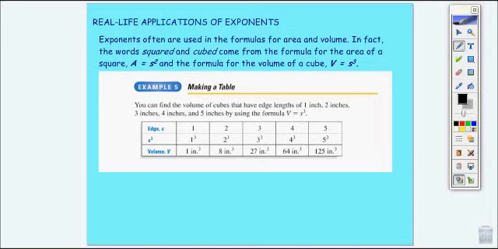So in example 5, you can see there is a table that we've made, and we're using the same sides or the same edges, 1, 2, 3, 4, 5. Those are the values in inches of each of those sides. If it was a flat object, we would just square it, but we are talking about cubes here, so we will cube each one of those values. And that's where you can see the volume values in the bottom row of this table.